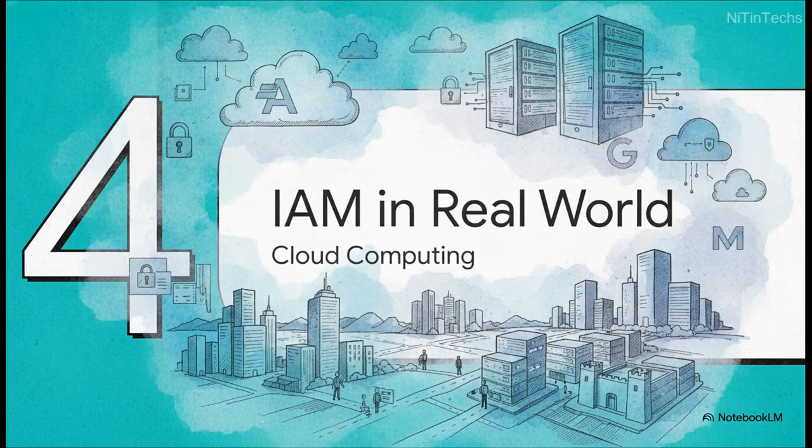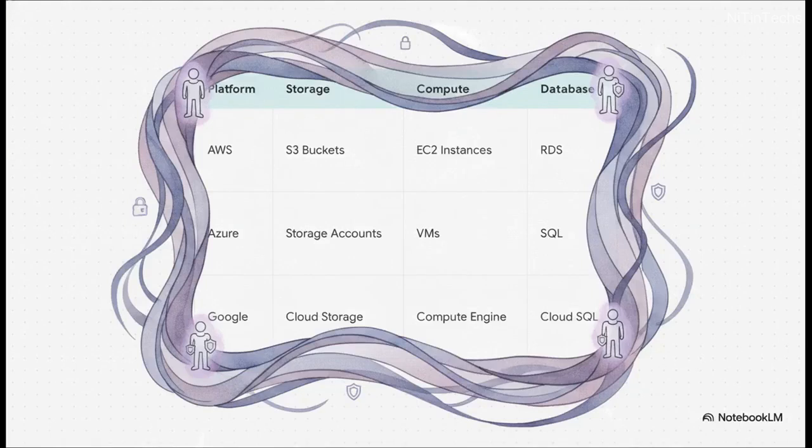All right, Section 4, IAM in the real world. And this brilliantly illustrates how, across all the major cloud platforms, the fabric is basically the same. Whether you're running on AWS, Azure, or Google Cloud, IAM wraps around all your foundational resources: storage, compute, and databases. So in AWS, IAM dictates exactly who gets to peek into S3 buckets or spin up EC2 instances. Over in Azure, it manages storage accounts and virtual machines. And in Google Cloud, it's locking down cloud storage and compute engine. The names change, sure, but the bouncer's job is completely identical.